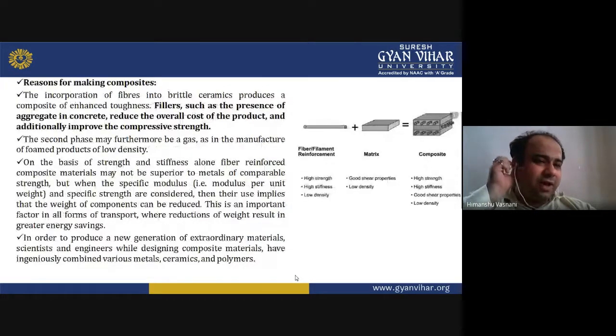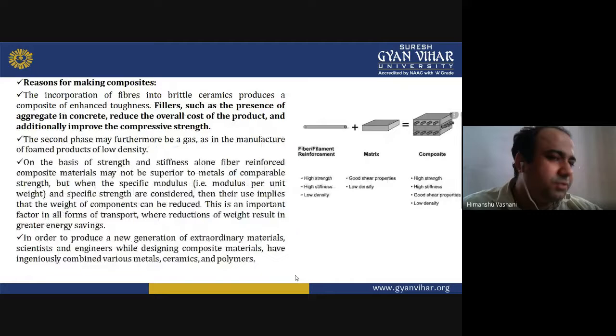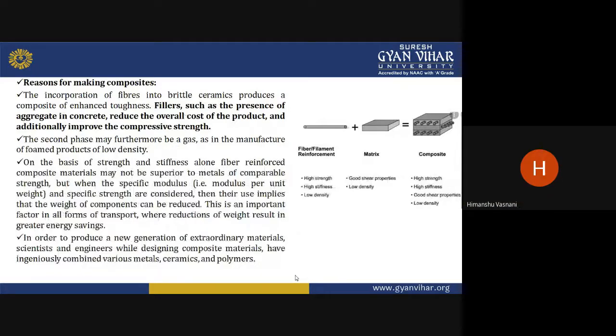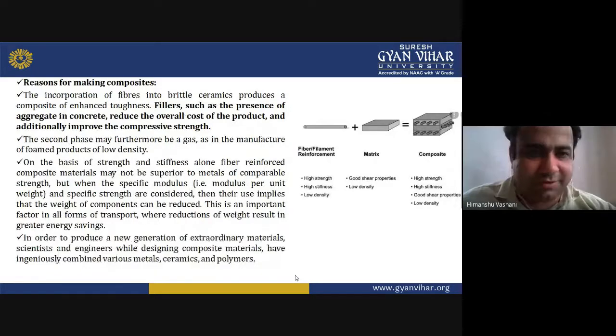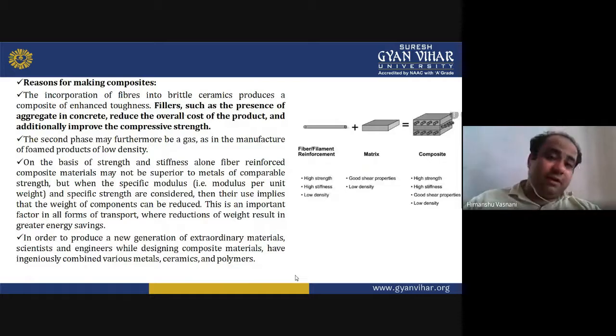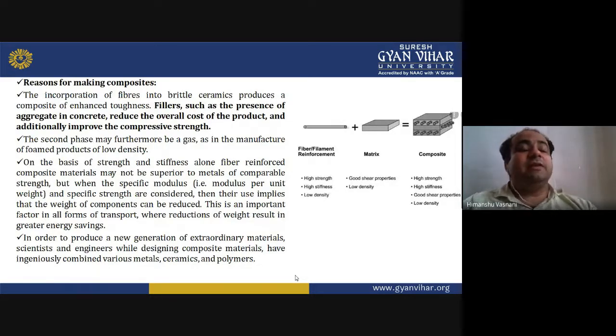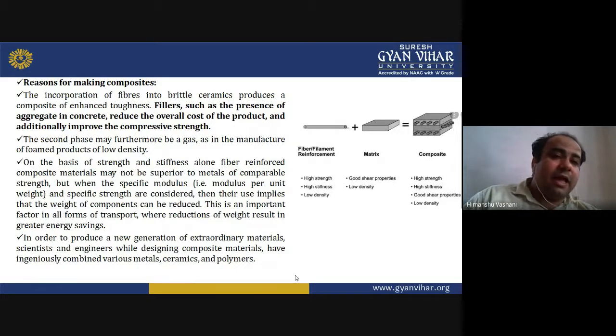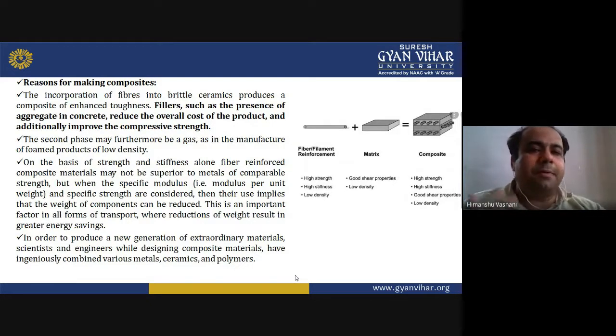Now, the reasons why you are making these composites. The incorporation of fibers into brittle ceramics produces composites of enhanced toughness, and fillers such as aggregate in concrete reduce the overall cost of the product and additionally improve the compressive strength. The second phase may furthermore be a gas, as in the manufacture of foam products of low density.